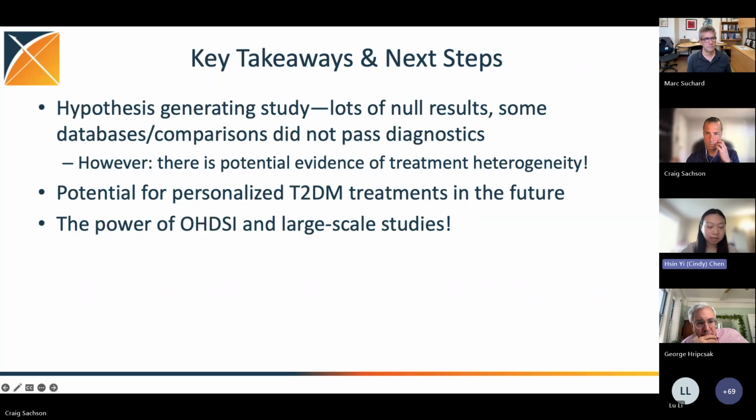So, some key takeaways and next steps. This is meant to be a hypothesis generating study. We did find a lot of null results. Some databases did not pass diagnostics. However, we also found some interesting subgroup comparisons and potential evidence of treatment heterogeneity, which means that there is also potential for personalized type 2 diabetes treatments in the future, which is good.